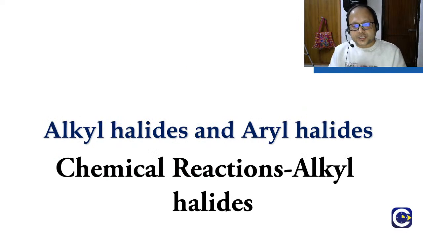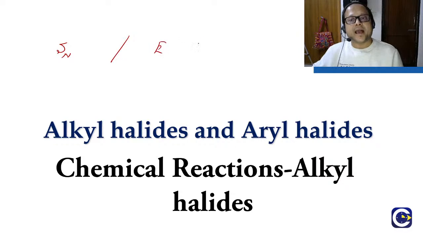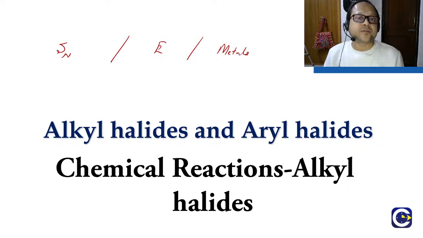Okay, so we are done with the physical properties of alkyl halides. Now we are going to move on to the chemical properties of alkyl halides. Just like the initial preparation, we have three broad categories under which we divide all the chemical reactions of alkyl halides. One is their nucleophilic substitution reaction. Second is their elimination reaction, and at the end their reaction with highly reactive metals, right? So these are the three broad categories that we are going to deal with.